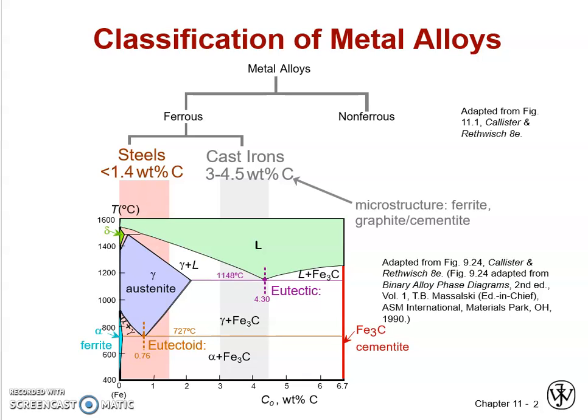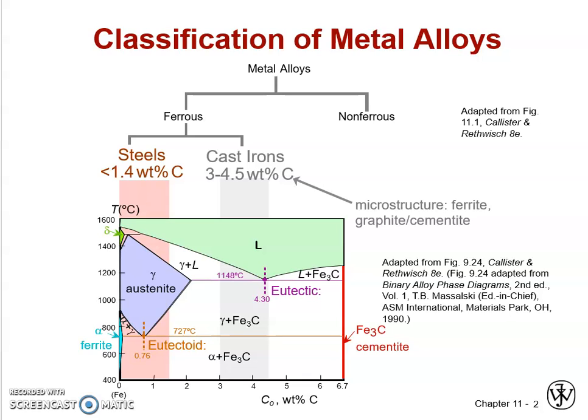Ferrous metals can be classified into two, which is steels and cast iron. So what is ferrous? Ferrous is a metal that contains carbon. Non-ferrous doesn't contain carbon. The example of ferrous is steel, because steel, you know, contains iron and carbon, so we call it steel instead of iron.